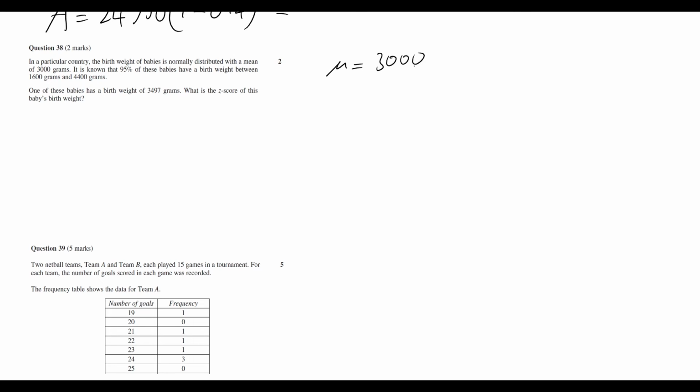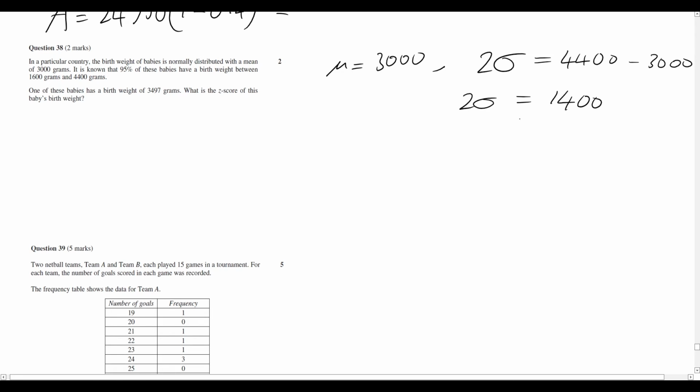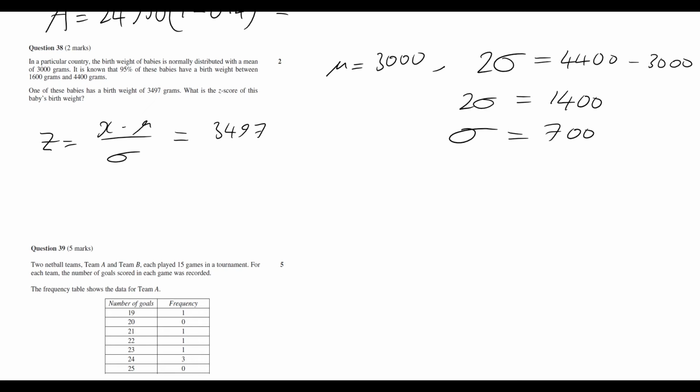So to figure out the z-score, we need to know the standard deviation. And so we can actually get that because we know that according to the empirical rule, within 2 standard deviations of the mean, we will hold 95% of the data. So to figure out what the standard deviation is, we know that 2 standard deviations will give us the distance from the top end, 4,400, to the mean of 3,000. And so therefore, we get that 2 sigma is equal to 1,400, or in other words, sigma equals 700. So now calculating our z-score, we use the formula z equals x minus mu over sigma, and we get that z is going to be equal to 3,497 minus 3,000 divided through by 700, or in other words, z is just going to be equal to 0.71.